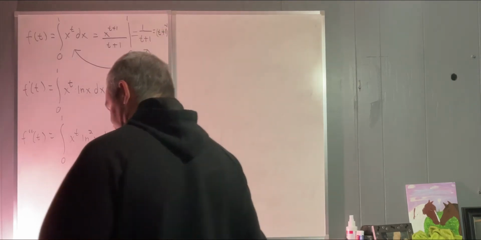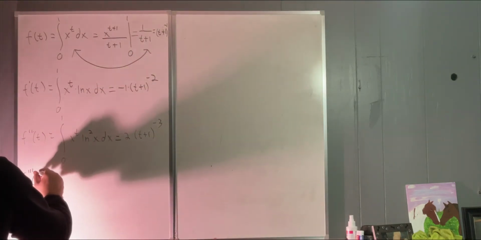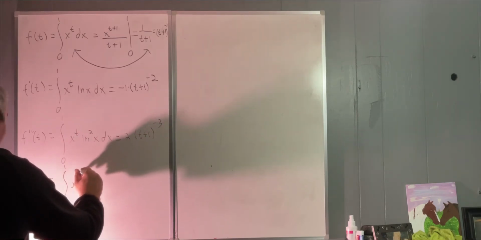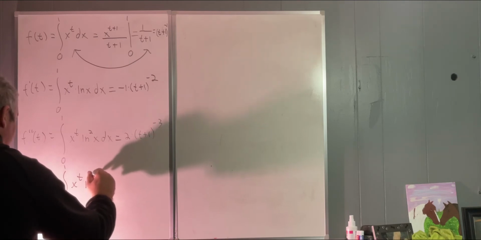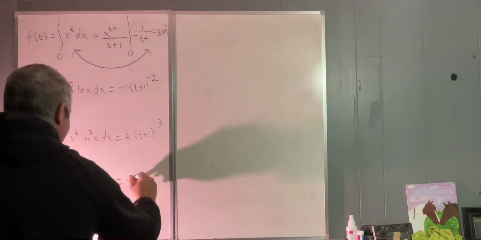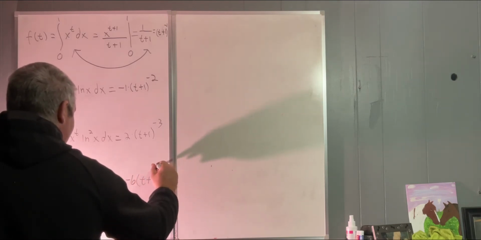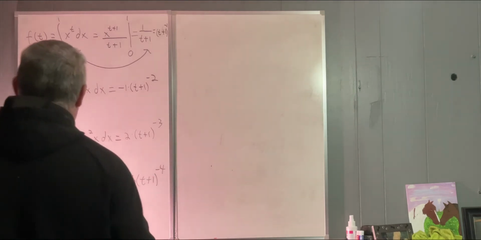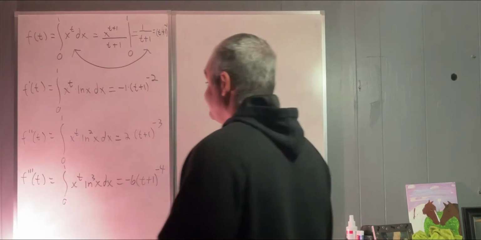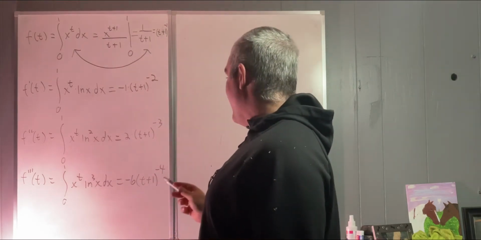Let's keep going. F triple prime t equals the integral from 0 to 1 of x to the t natural log cubed x dx, which is in turn equal to negative 6 times t plus 1 to the negative 4. Okay, that's enough to see the pattern. So let's write that down in general in terms of n.